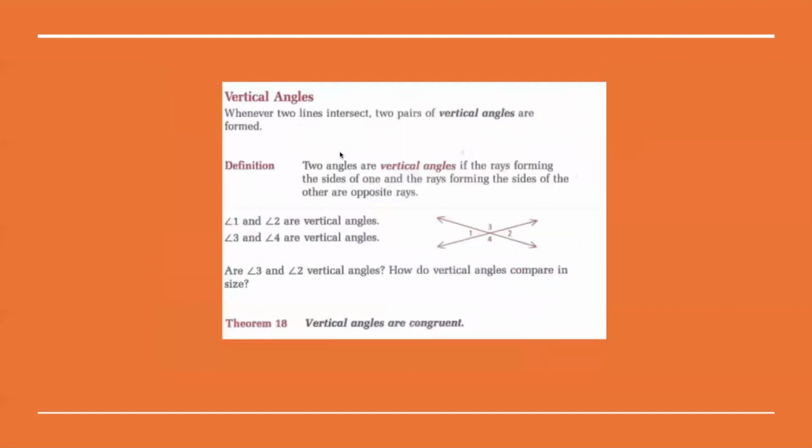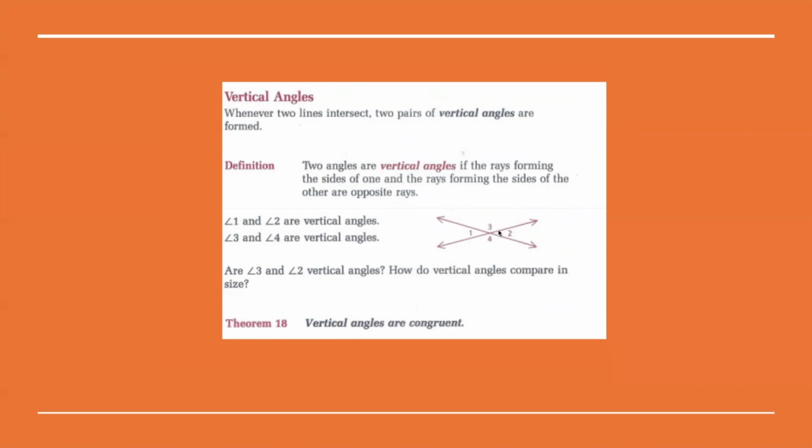Vertical angles. Whenever two lines intersect, two pairs of angles are formed. The definition of vertical angles: two angles are vertical angles if the rays forming the sides of one and the rays forming the sides of the other are opposite rays. Angle 1 and angle 2 are vertical angles, and angle 3 and angle 4 are vertical angles. Are angle 3 and angle 2 vertical angles?